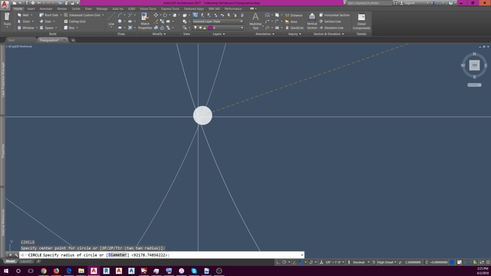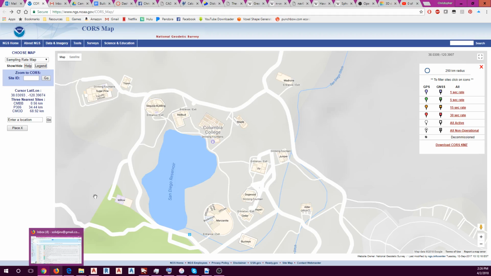All right. So what I do is I draw a circle starting from each of the vertices, and the radius of the circle is the distance that I measured with a ruler, or I measured with the course's website, 3 nearest sites. This is what's really cool about it. 3 nearest sites, 0.58 kilometers, 34.47. There are your 3 points. There are your 3 vertices of the triangle.